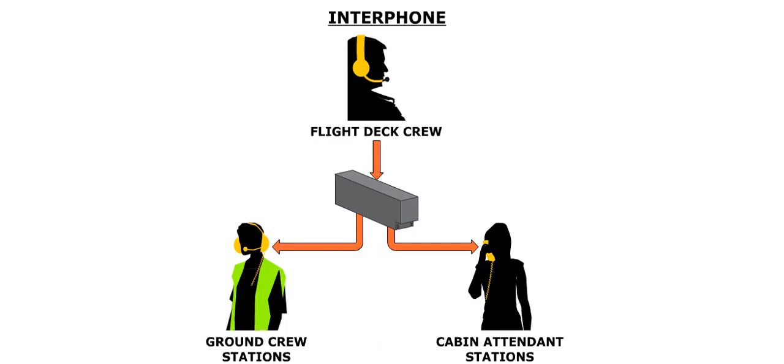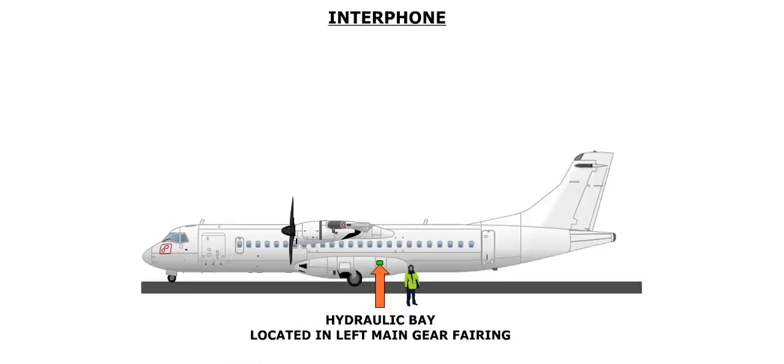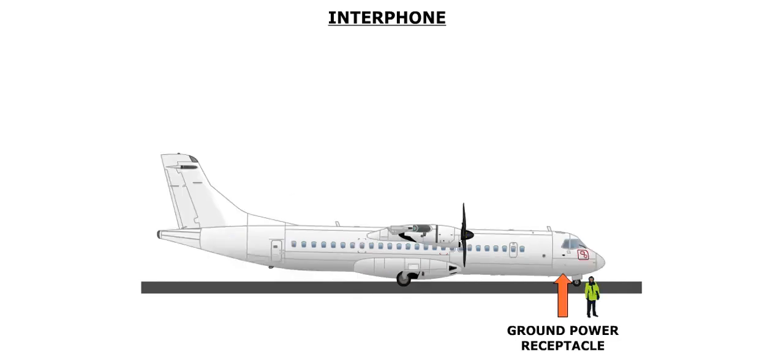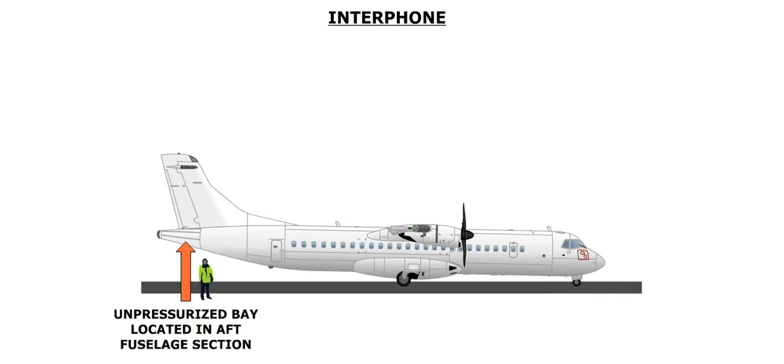The interphone allows communication between the flight crew, cabin crew, and ground crew through certain ground stations outside the aircraft. These ground stations are located in the hydraulic bay, located in the left main gear fairing, the ground electrical power receptacle, and the unpressurized bay, located in the aft fuselage section.